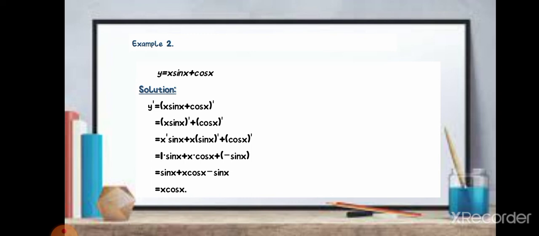Example number 3. y is equal to x sine x plus cosine x. So using the product rule, we will obtain this equation. So from the function x sine x plus cosine x, we obtain this equation using our product rule. So it will become the derivative of y is equal to the derivative of x sine x plus cosine x.